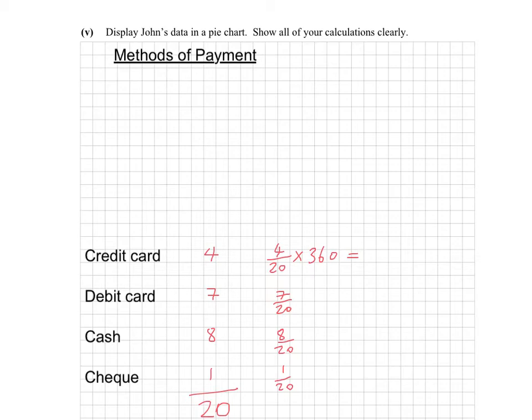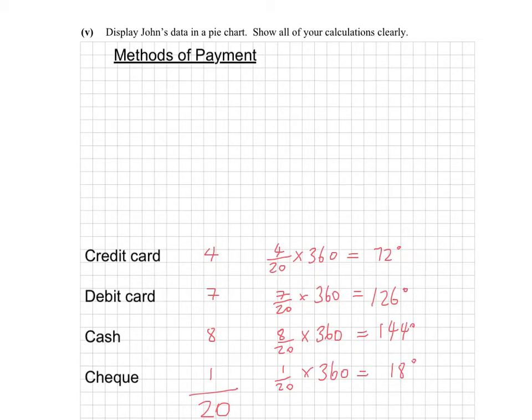So 4/20ths of 360 degrees, otherwise known as 1/5, is 72 degrees. 7/20ths of 360 degrees is 126 degrees. 8/20ths of 360 degrees is 144 degrees, and 1/20th of 360 degrees is 18 degrees.